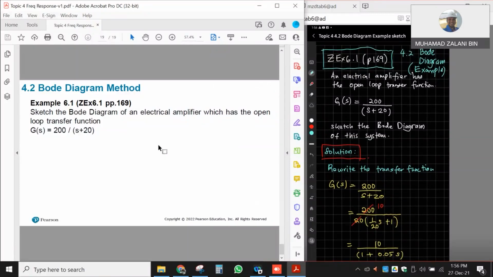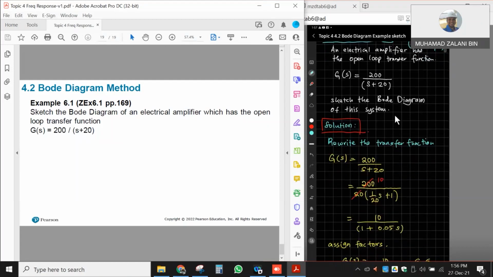All right, so we have this problem: sketch the Bode diagram of an electrical amplifier which has the open loop transfer function G(s) equals 200 divided by s plus 20. G(s) equals 200 divided by s plus 20. As you see in this example, this is the open loop transfer function, and you want to sketch the Bode diagram of this system.